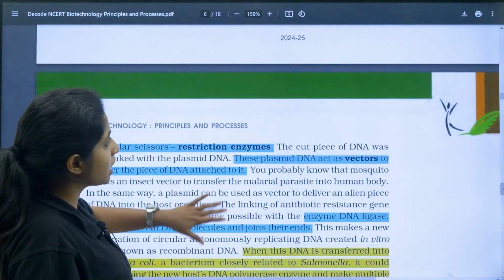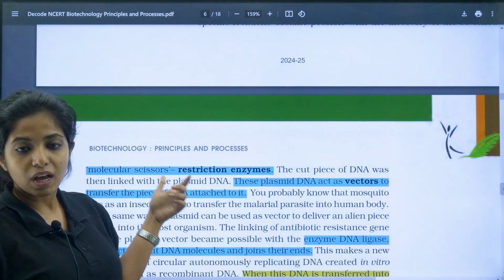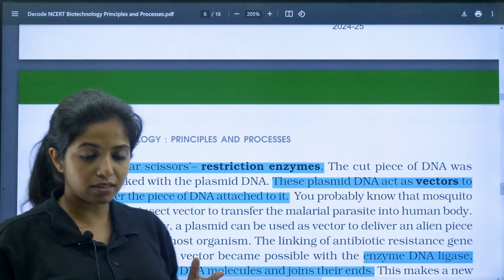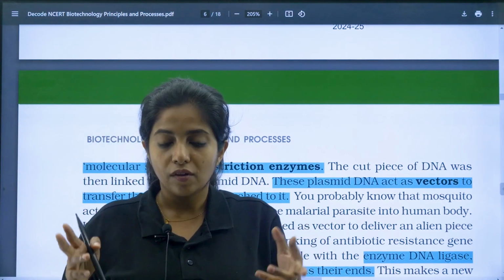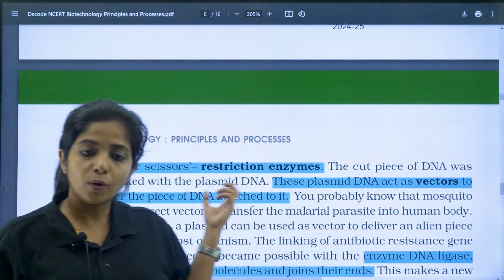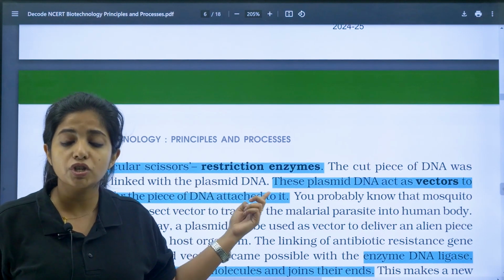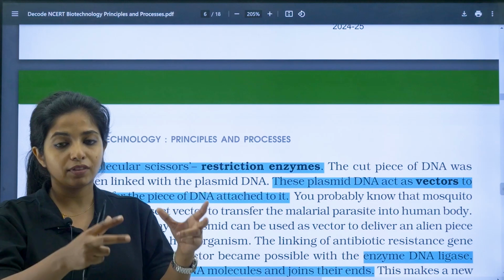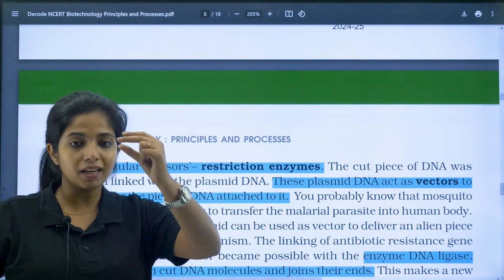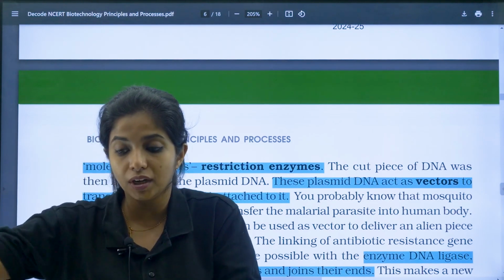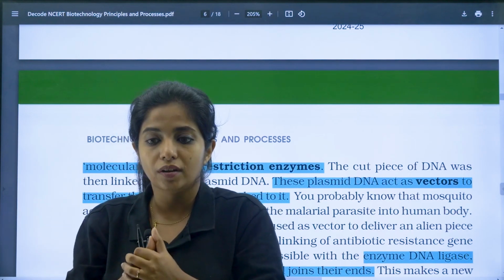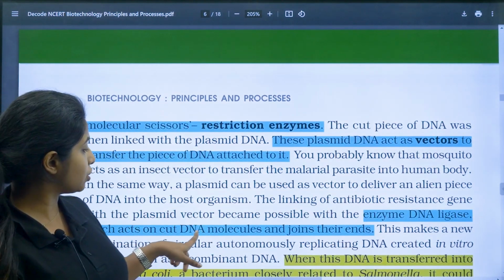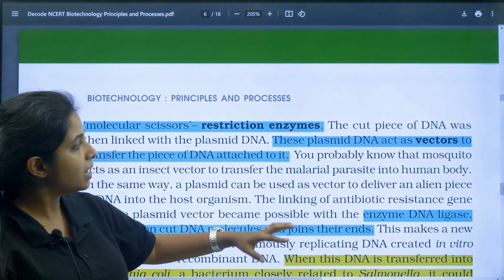Now my dear children, when I said you have to cut the DNA, how do you cut it? With the help of molecular scissors. Why do we call them molecular scissors? They are going to cut the molecules of something. For example, over here they are going to cut the DNA. And what are the molecular scissors of a body, my dear children? It is restriction enzymes. So you are going to cut the DNA with the help of restriction enzymes. Now the DNA that I am looking forward to, the DNA which is already there, has to stick to each other. How do you stick it? With the help of the enzyme DNA ligase. DNA ligase acts on the cut DNA molecules and joins their ends.